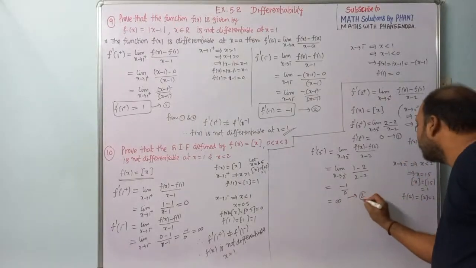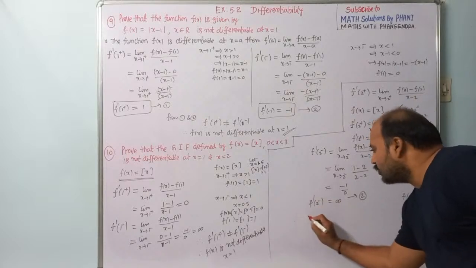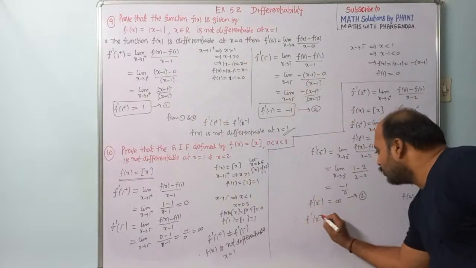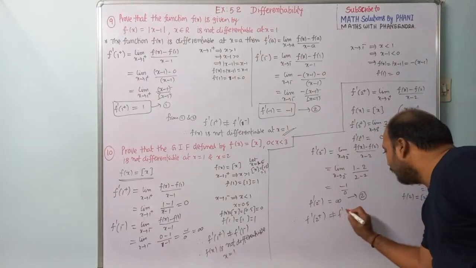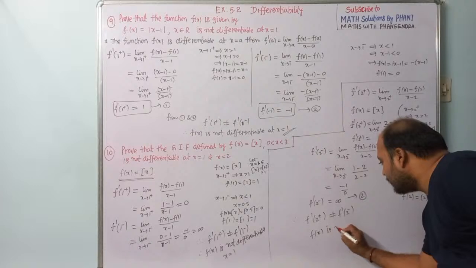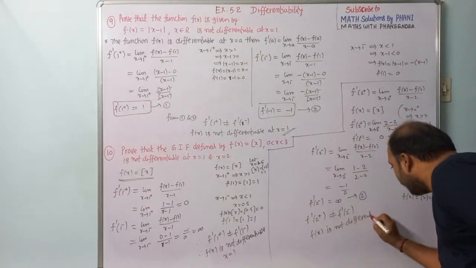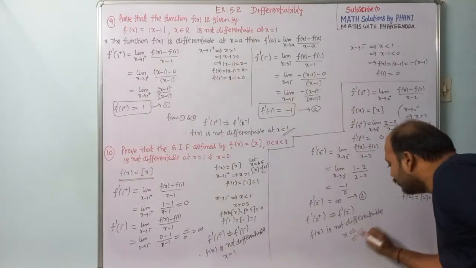So this is equation number 2. From 1 and 2, f dash of 2 plus is not equal to f dash of 2 minus. So f of x is not differentiable at x is equal to 2.